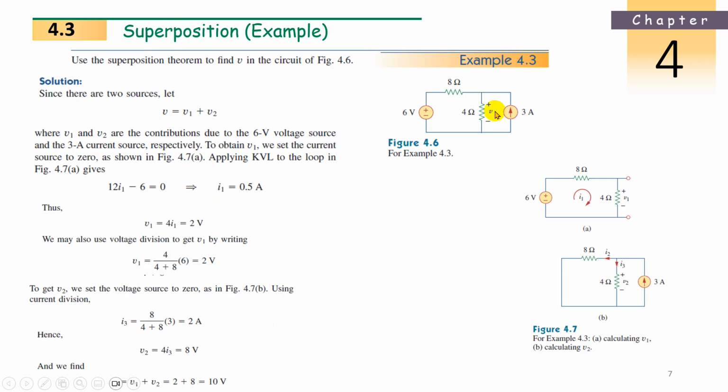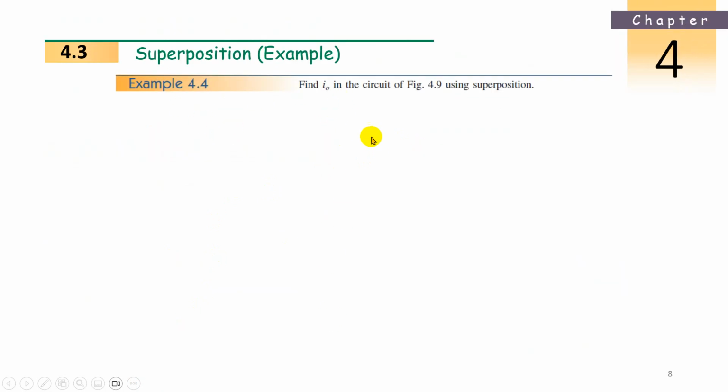Okay, no need to go for the loop analysis, many things, no need. Complexity, Cramer's rule, no need. Directly we can solve this in these simple methods. This is called superposition. Now another example, then we will finish this class.